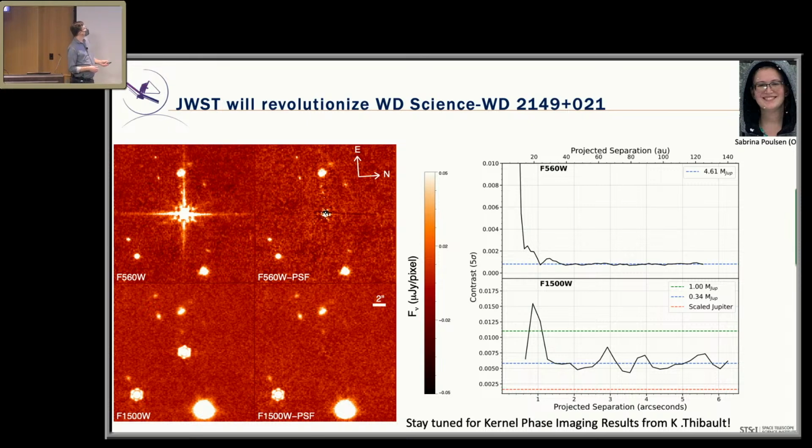But 2149 is younger, so a Jupiter analog would actually be a little bit brighter. And of course, a lot of the models we're using don't have clouds or some of the more sophisticated chemistry, which may change what we're actually sensitive to.